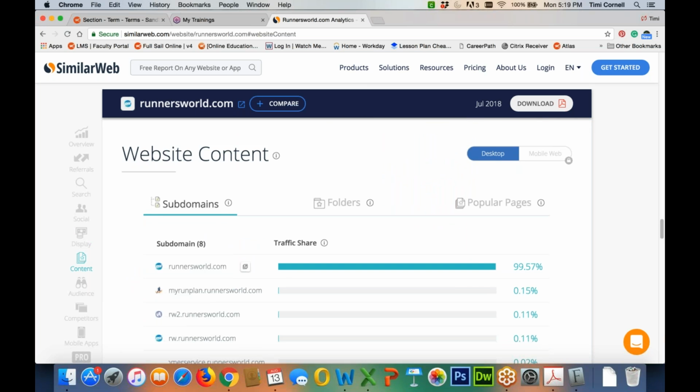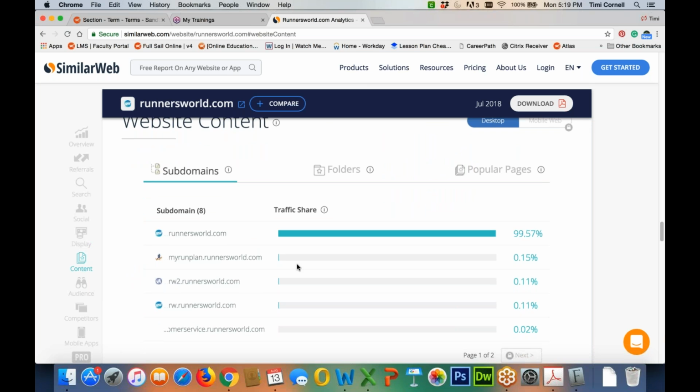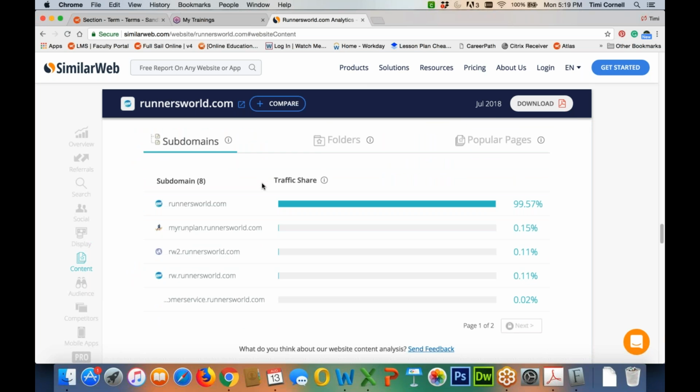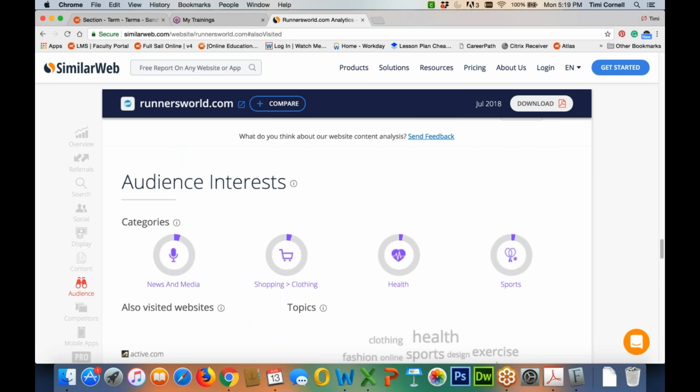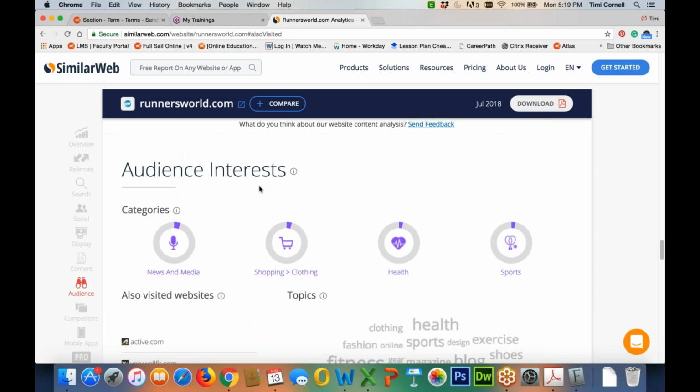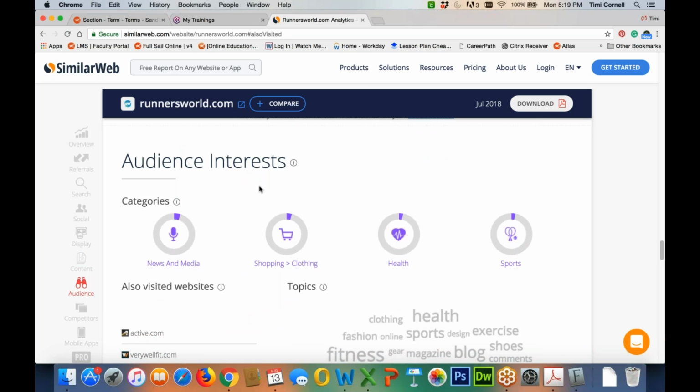We keep scrolling, we can see where the majority of traffic is funneled once people get to the actual website, what subdomains they're going to. And then we can also get the audience interest. So they're interested in news and media, shopping and clothing, and of course, health.